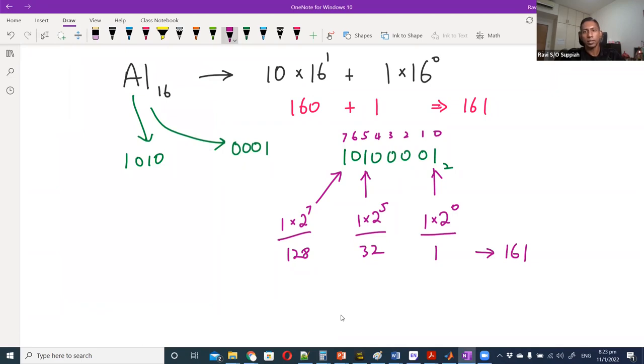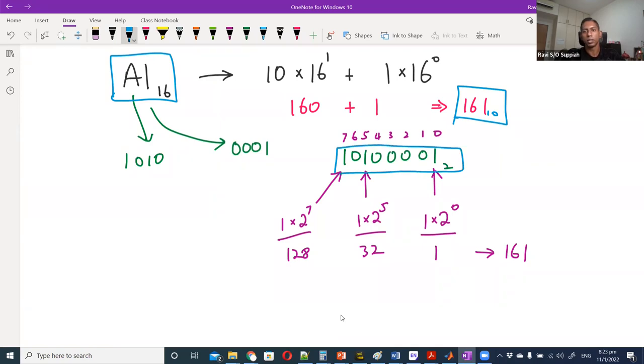Okay, so you can see that you can represent the same number in hexadecimal form, in decimal form, in binary form. But they are all the same. They're all the same. You're just representing them in different ways. Okay, decimal, hexadecimal, and binary.